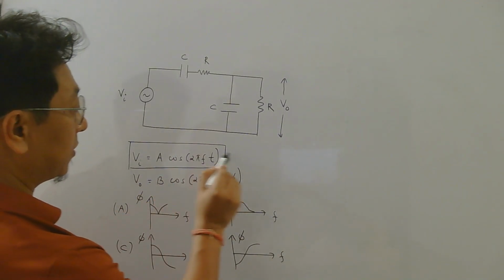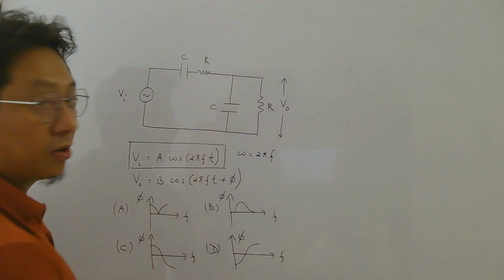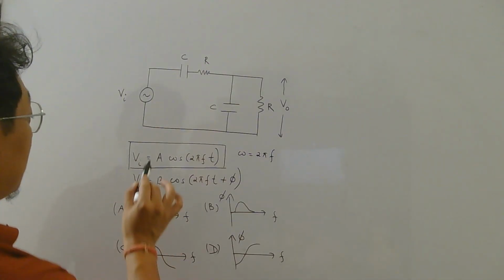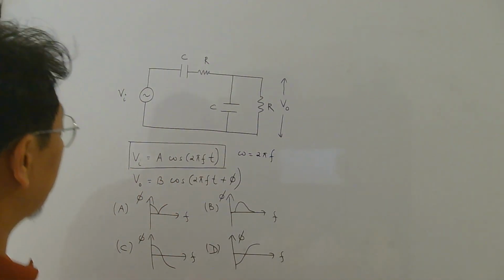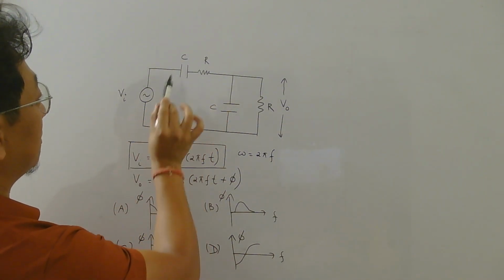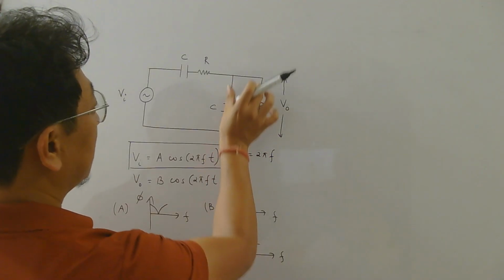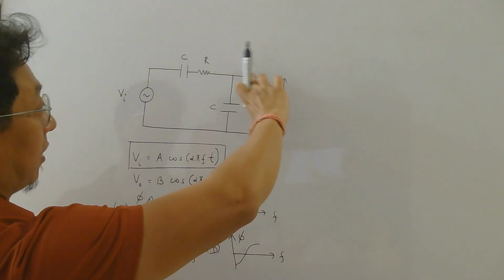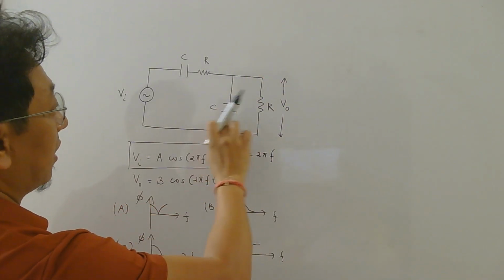This 2 pi f is nothing but omega, right? Angular frequency. And this f is your frequency of the AC source. This A represents the peak value of the input AC voltage, and here we have capacitor and resistor in series. Then we have one more capacitor and resistor in parallel, right? And the output is taken across this parallel combination of C and R.